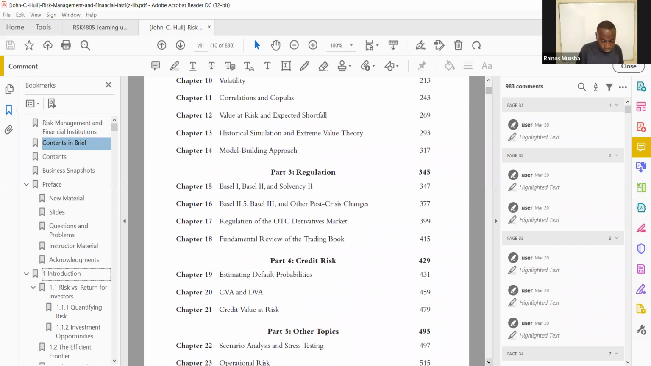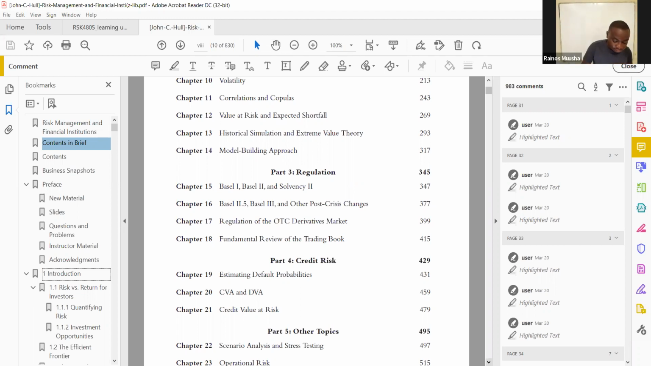So this basically means that you need to go through chapters 15, 16, and 18. I'm sure these are in one study unit because you need to go through them together, under one learning unit that you're going to be covering. So it's 15, 16, and 18, and it's more to do with regulation of the banking and insurance industries.